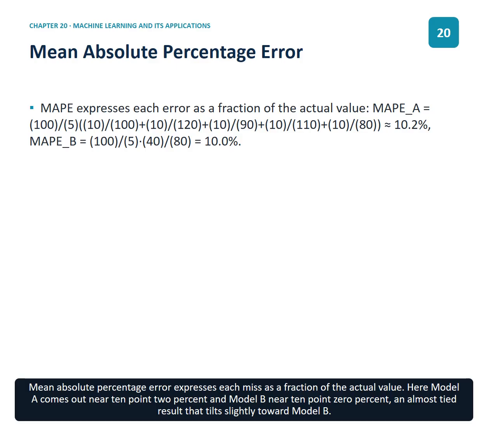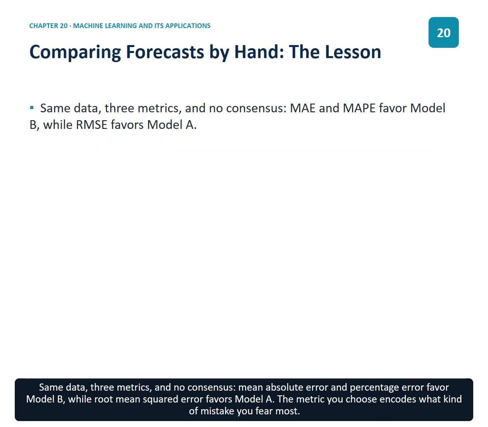Mean absolute percentage error expresses each miss as a fraction of the actual value. Here, Model A comes out near 10.2% and Model B near 10.0%, an almost tied result that tilts slightly toward Model B. Same data, three metrics, and no consensus. Mean absolute error and percentage error favor Model B, while root mean squared error favors Model A. The metric you choose encodes what kind of mistake you fear most.